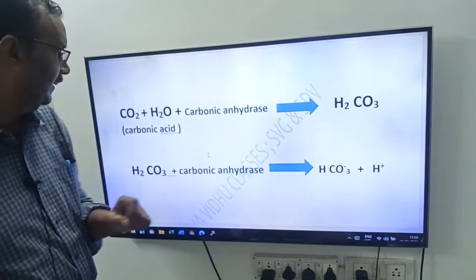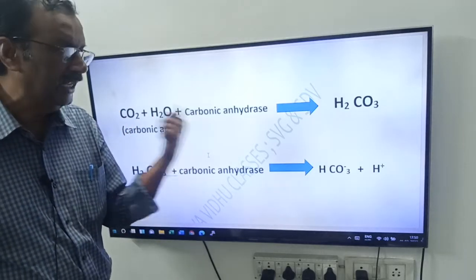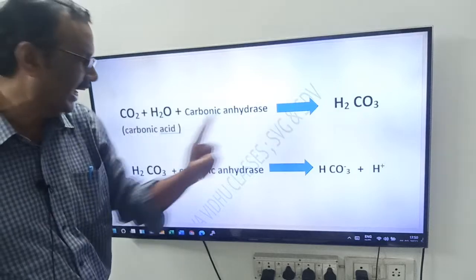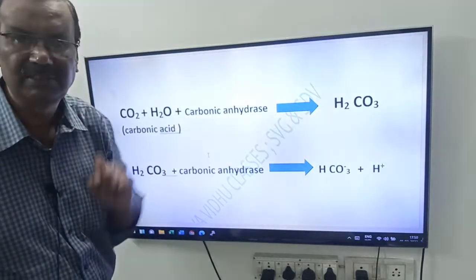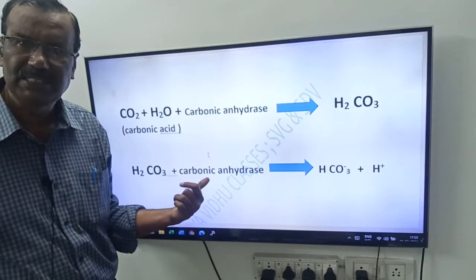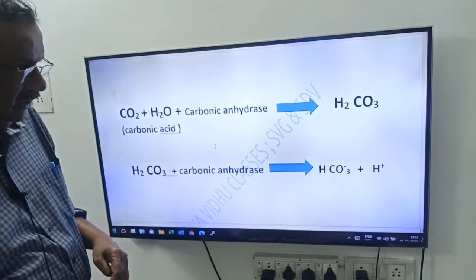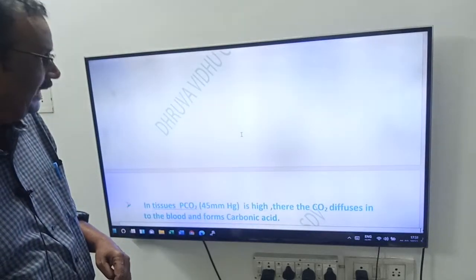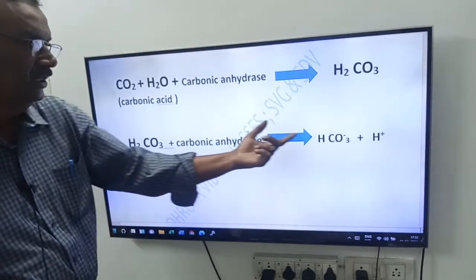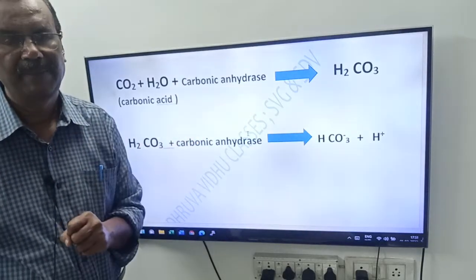Friends, very very important. Carbon dioxide plus water in the presence of carbonic anhydrase forms carbonic acid. Friends, this is carbonic acid. Next, this carbonic acid in the presence of the same enzyme splits into bicarbonates and H plus. Like this, what happened friends? Carbon dioxide is transported in the form of bicarbonates.